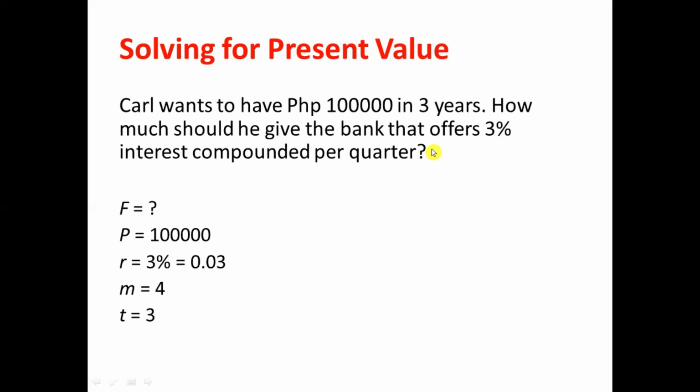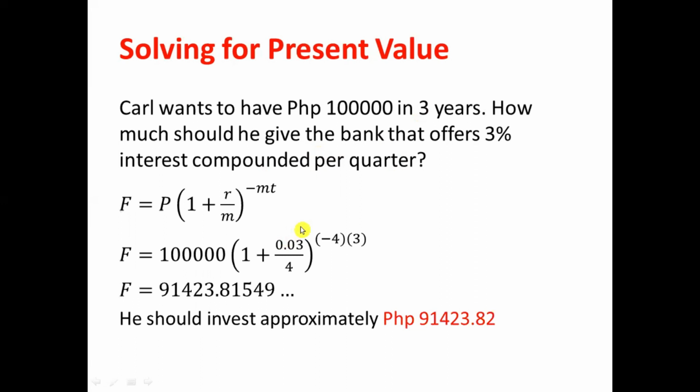So we have the same person, but for a different problem this time. Carl wants to have 100,000 pesos in 3 years. How much should he give the bank that offers 3% interest compounded per quarter? So the principal is 100,000 pesos. The interest rate is 3% or 0.03. The compounding period is per quarter. A year has 4 quarters, so M is equal to 4. And then we have T equals 3 for 3 years.